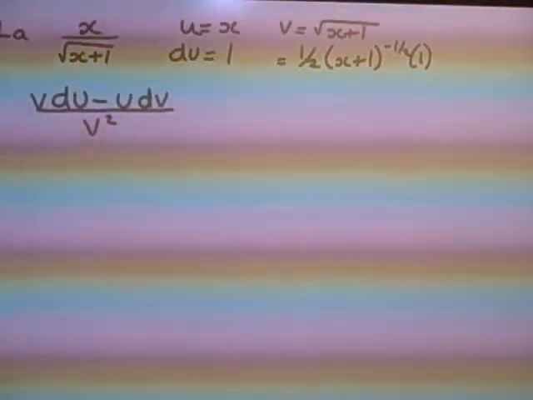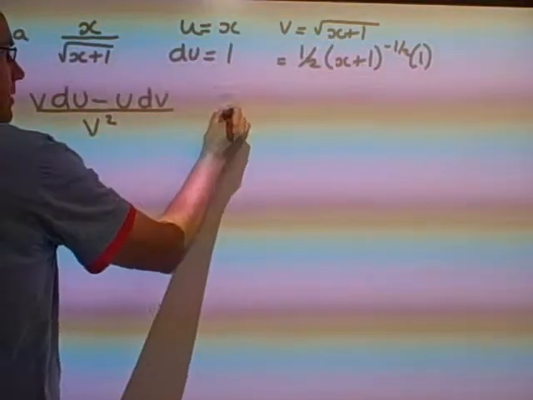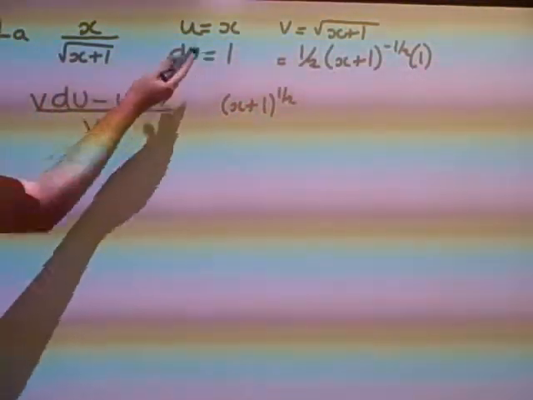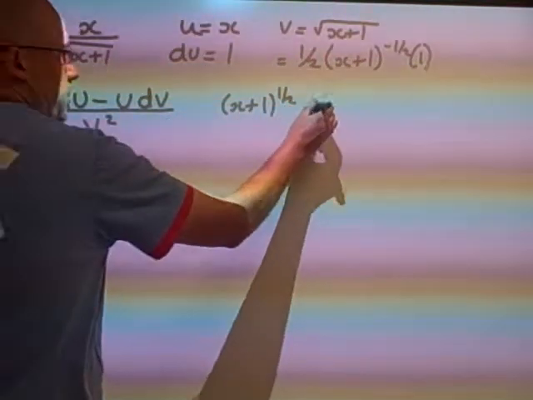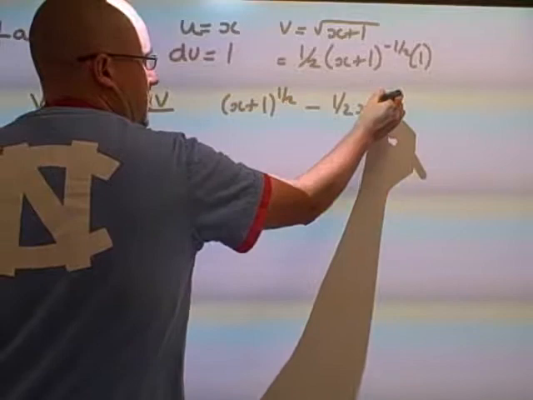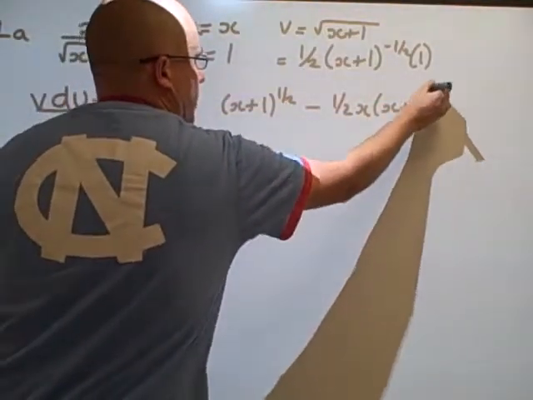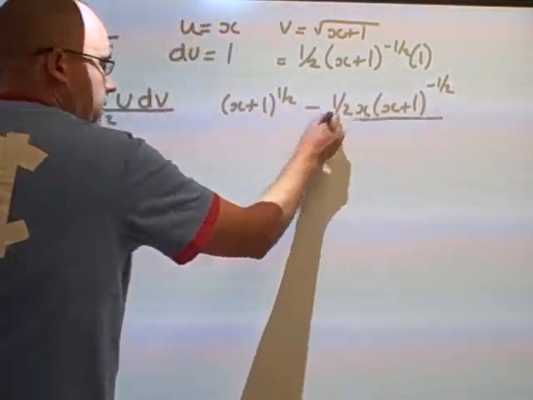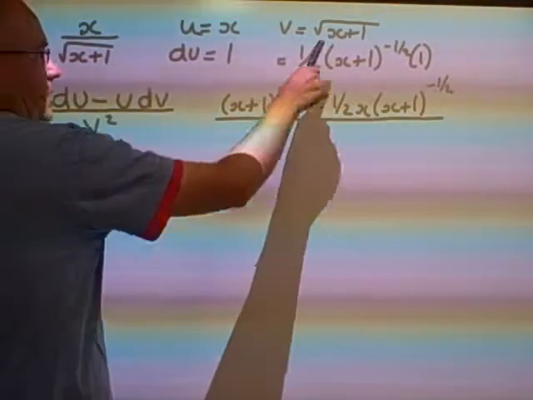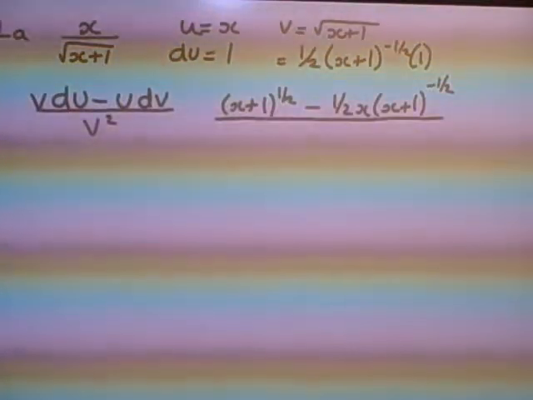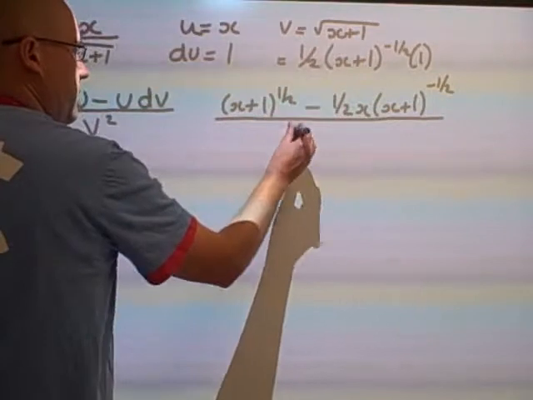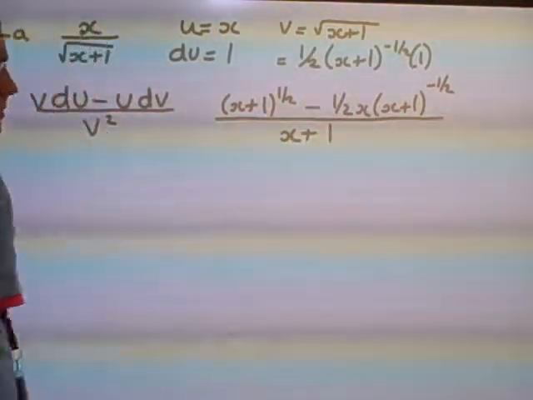What we can say then is that we've got x plus 1 to the half times by du, which is just 1, so that doesn't do anything, minus u times dv, so x times by a half is going to be 1 half x, x plus 1 to the negative half, all over v squared, which is x plus 1 to the half squared. So power to a power rule, you multiply that. Half times 2 is just 1. Or you could just say a radical squared will just give you x plus 1.